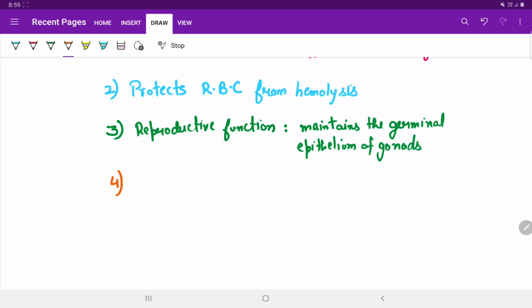The fourth function is it increases the synthesis of heme. So it increases the synthesis of heme protein, that is important for hemoglobin. So this is done by enhancing the activity of enzyme delta amino levulinic acid synthase and ALA dehydratase.